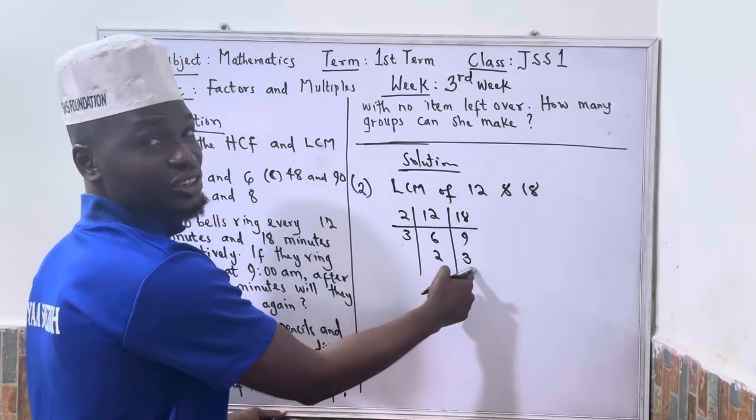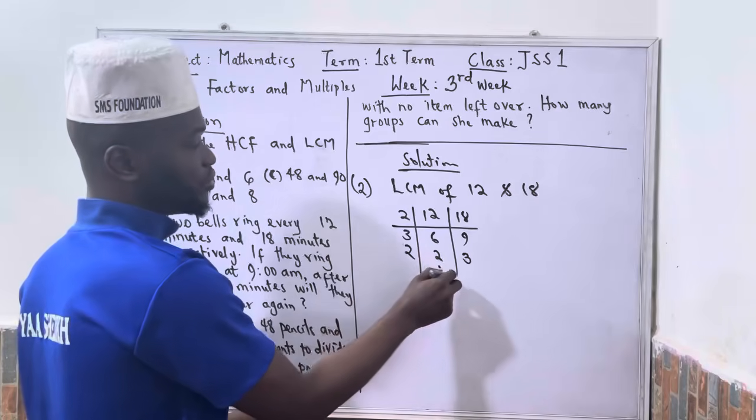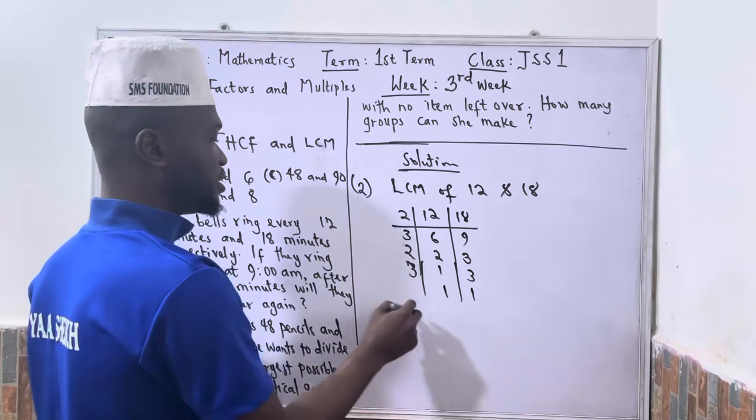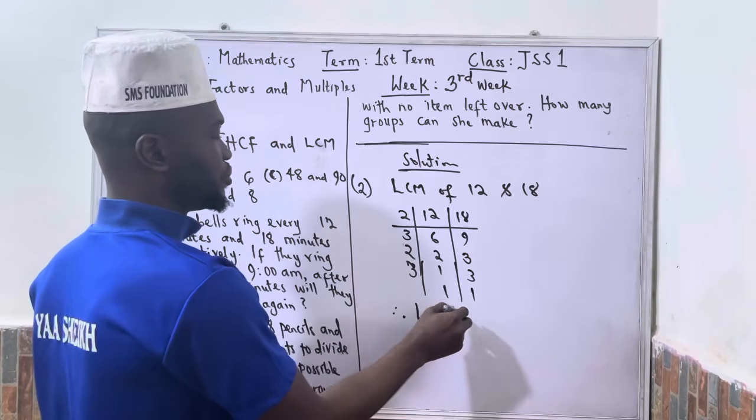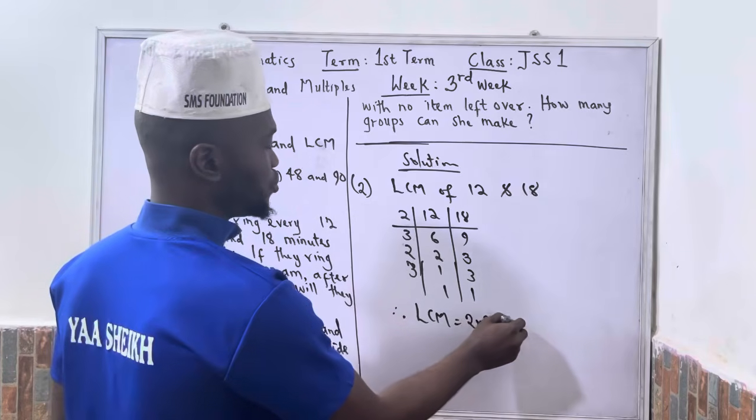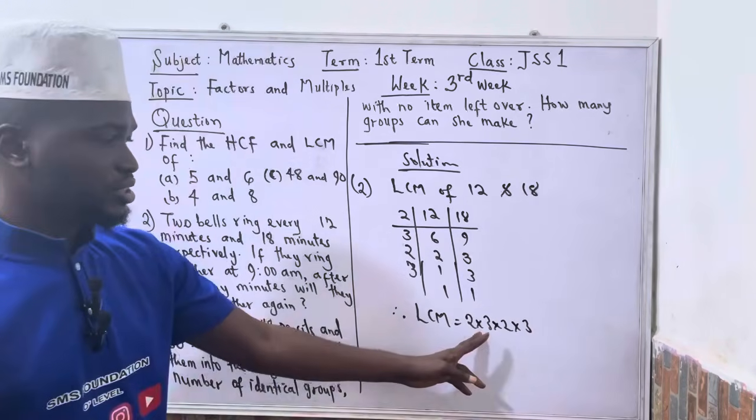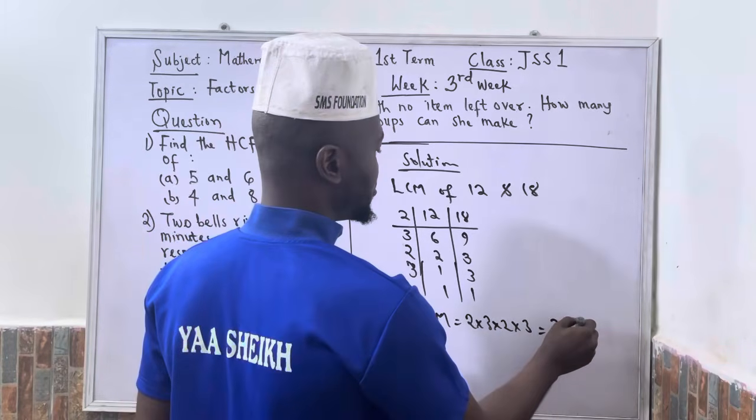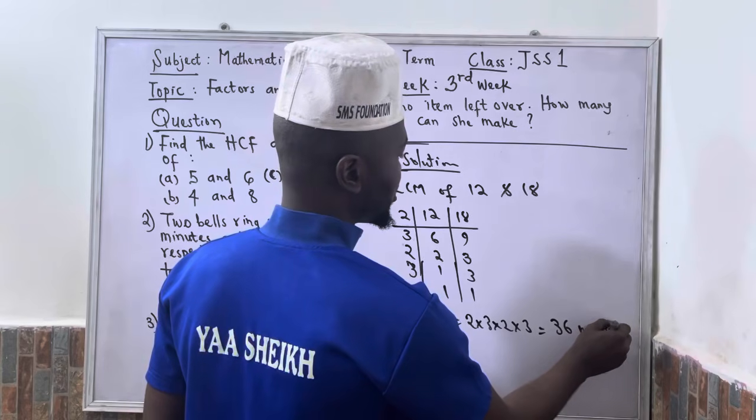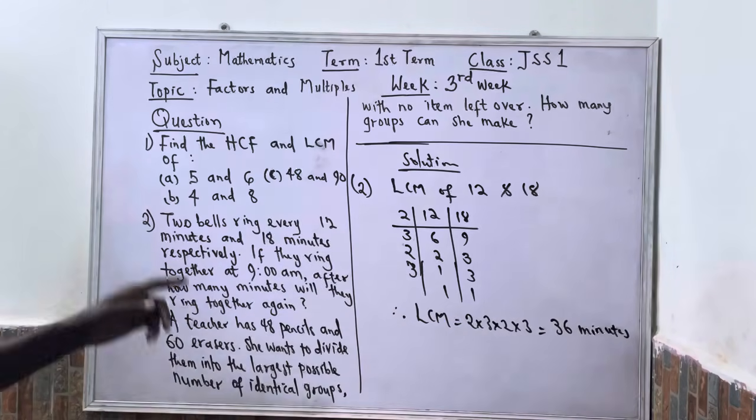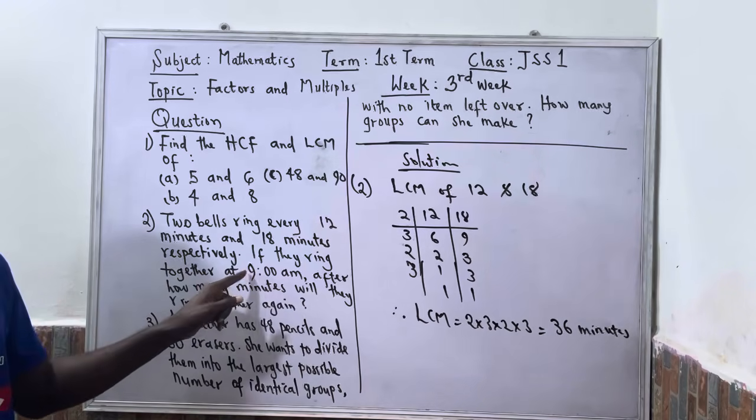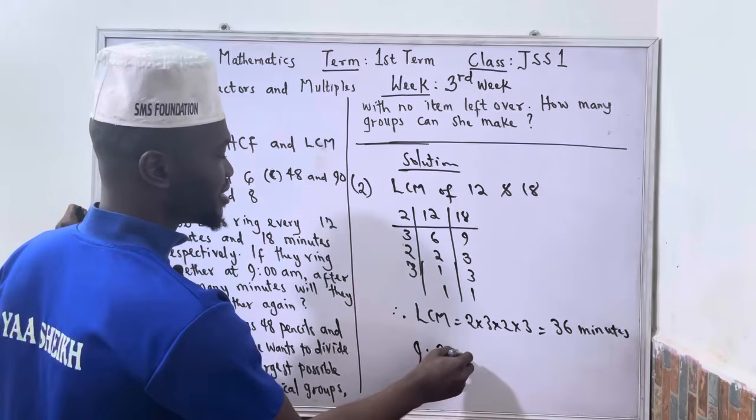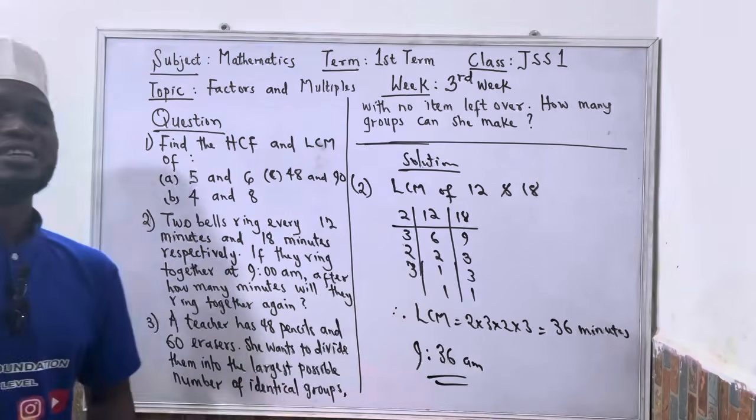So now, nothing more to bring down, the 2 numbers. 2 here, 1 here, 3. Now, 3, now, 1 and 1. Therefore, LCM will be equal to 2 times 3 times 2 times 3. So first of all, 2 times 3 is 6, and 2 times 3 again is 6. So the answer will be 6 times 6, which will be 36 minutes. So after 36 minutes, that's when they will ring together. So if they ring together by 9 a.m., that means they will ring together again at 9:36 a.m.